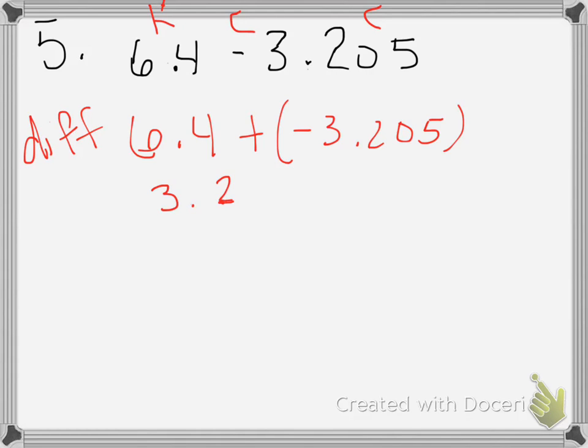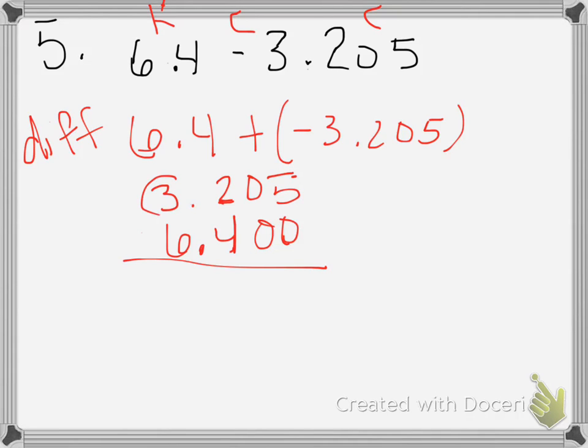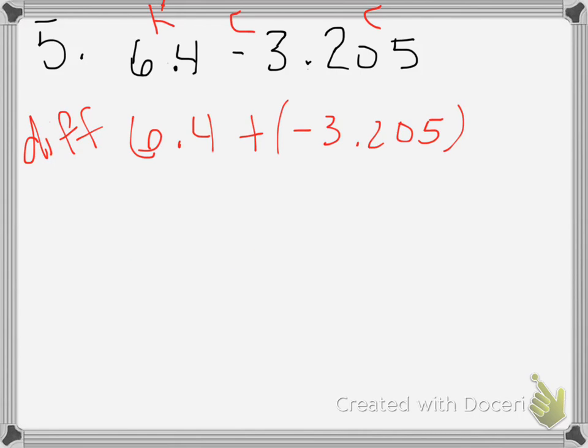3.205. And remember, when subtracting decimals, you have to line up the decimals. So 6.4. Line them up, fill your zeros in, and then subtract. What did I do wrong here? I'm obviously going to do something wrong because this number can't be smaller than this number. So I need to go back and I need to write those the other way.